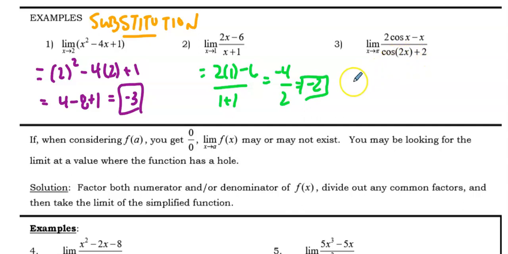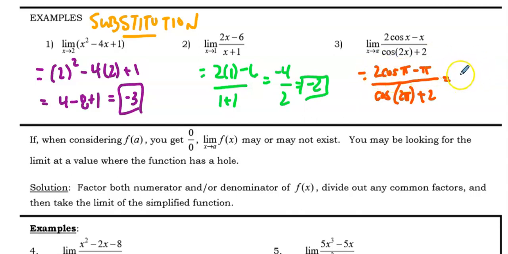So again, I know that this is going to be continuous. So I'm going to look at 2 cosine of pi minus pi. So everywhere I see an x, I'm going to plug in a pi. And then I'm going to start simplifying. So the cosine of pi is negative 1. So negative 1 times 2 is obviously negative 2 minus pi. I'm going to leave that by itself. And then the cosine of 2 pi is 1, and then 1 plus 2 is 3. And this is a legit answer that you guys will see.